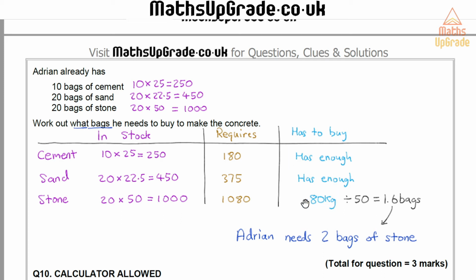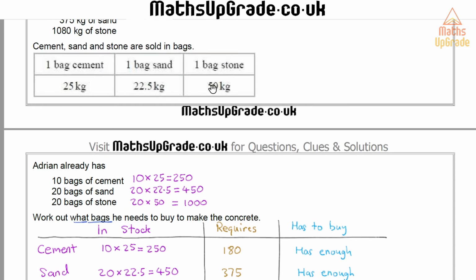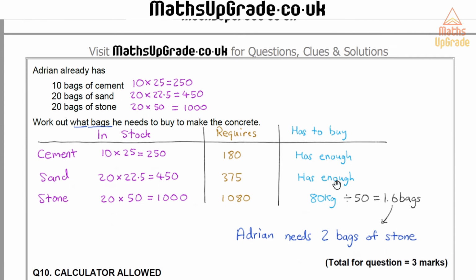Now, it's no good just saying 80 kilograms. You need to say how many bags he needs to buy. So since each bag of stone was 50 kilograms, he needs to buy 2 bags of stone. You have to round it up since you can't buy 1.6 bags. And that's 3 marks for that question.